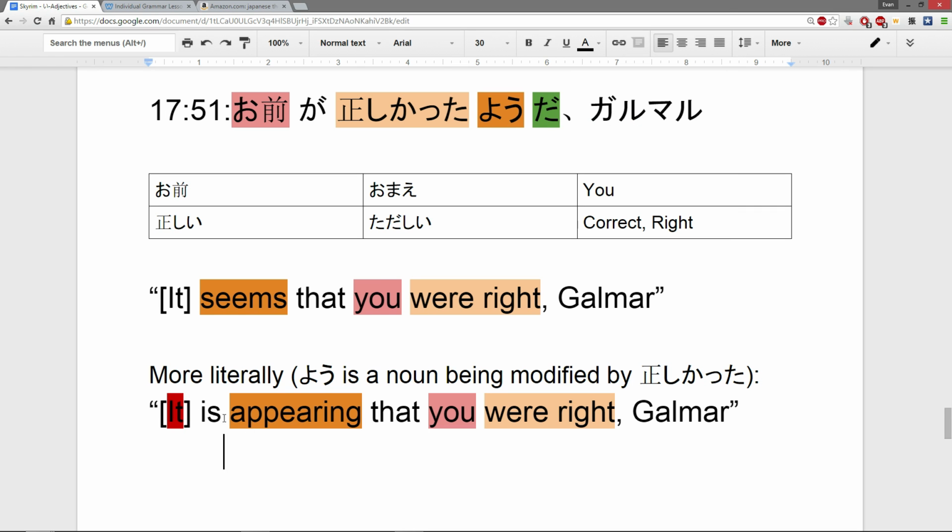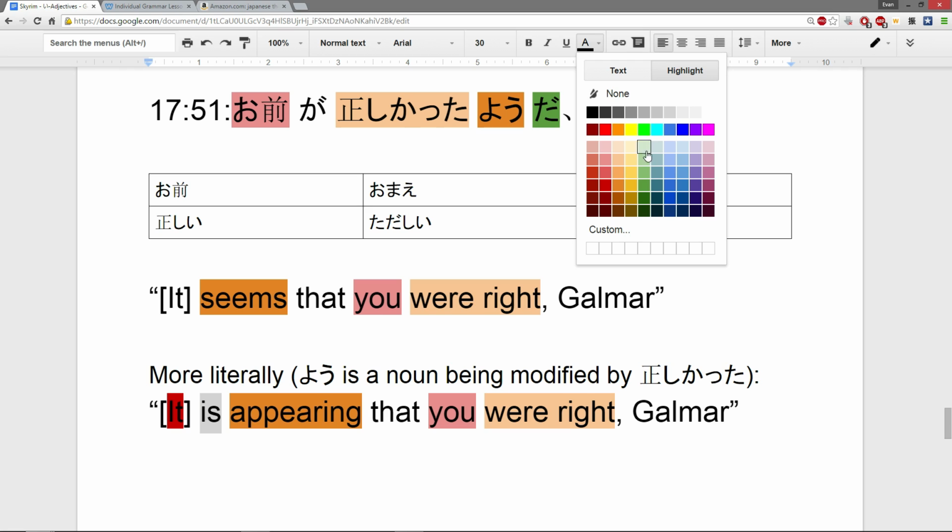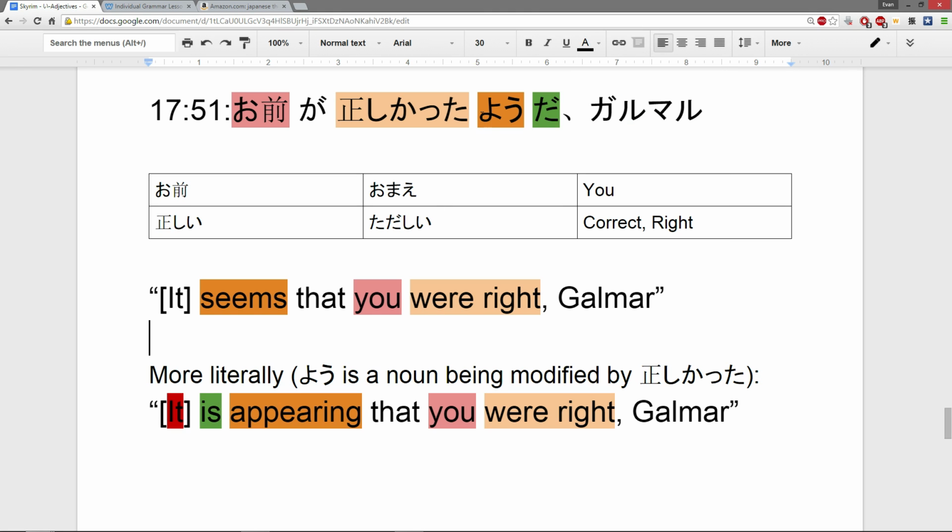This should get the dark green, just like we have up there. It is appearing that you were correct. Follow my mouse one more time. It isn't in there, so it is appearing that you were correct. Then the name at the end is just Galmar. That's literally how the sentence is set up. However, more for your flavors, it seems that you were right, Galmar. Once again, tarashikatta is a past tense e-adjective. No questions? All right, we'll move on to the next.